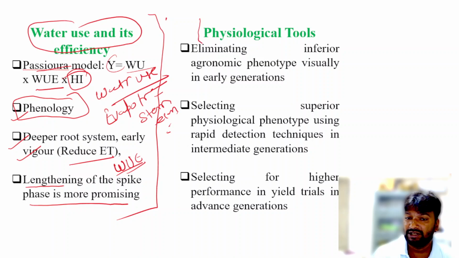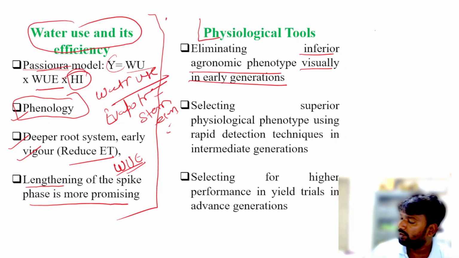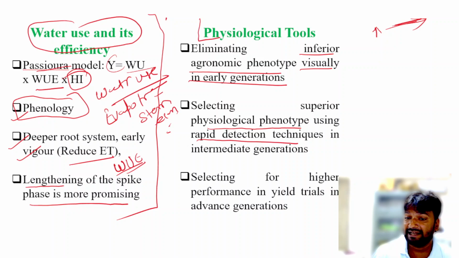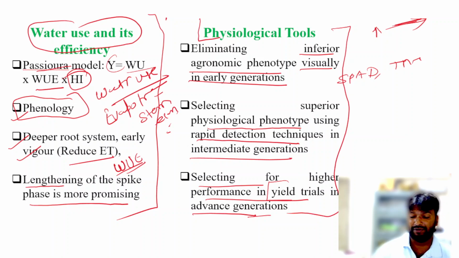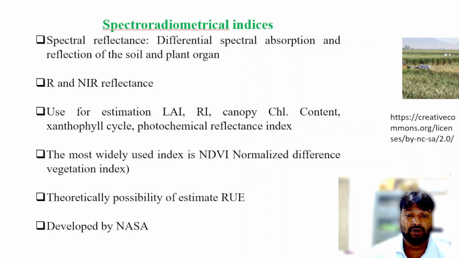Then there are certain physiological tools, like eliminating inferior agronomic phenotypes visually in the early generations. If we can remove the inferior phenotypes at an earlier stage, it can improve the yield. Selecting superior physiological phenotypes using rapid detection techniques like SPAD and the thermal gun in intermediate generations, and selecting for higher yield performance in advanced generations by the yield drive. So these approaches can improve the yield performance.